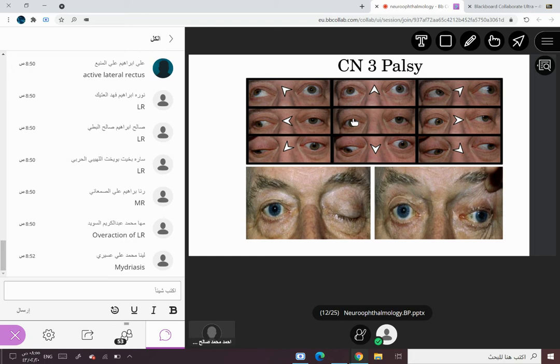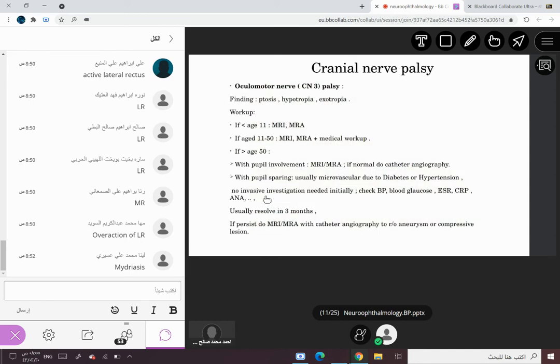You see the space, what we call the scleral show. There is also a mild ptosis. So this is third cranial nerve palsy till proven otherwise. Okay, third cranial nerve palsy till proven otherwise. So there are some guidelines for the workup, what to do in such cases.